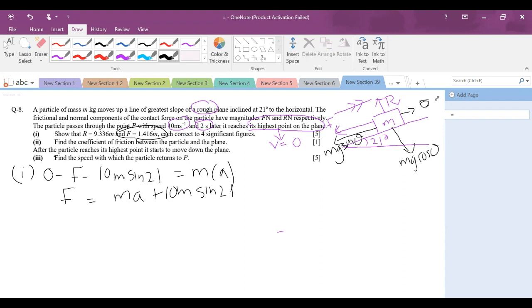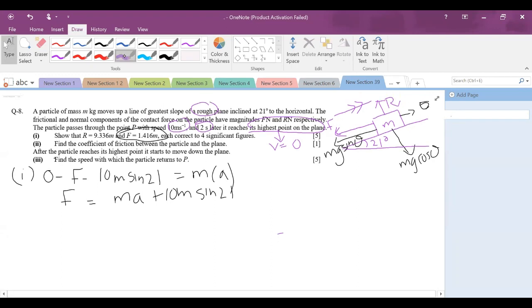But what is a? You can find a from equations of motion. If you find a, you will be able to find F in terms of m, because you have to show F is equal to 1.416 m. Okay, so we're going to use the equation of motion where u is given, t is given, and v is given. So we use v squared equals u squared plus 2as.